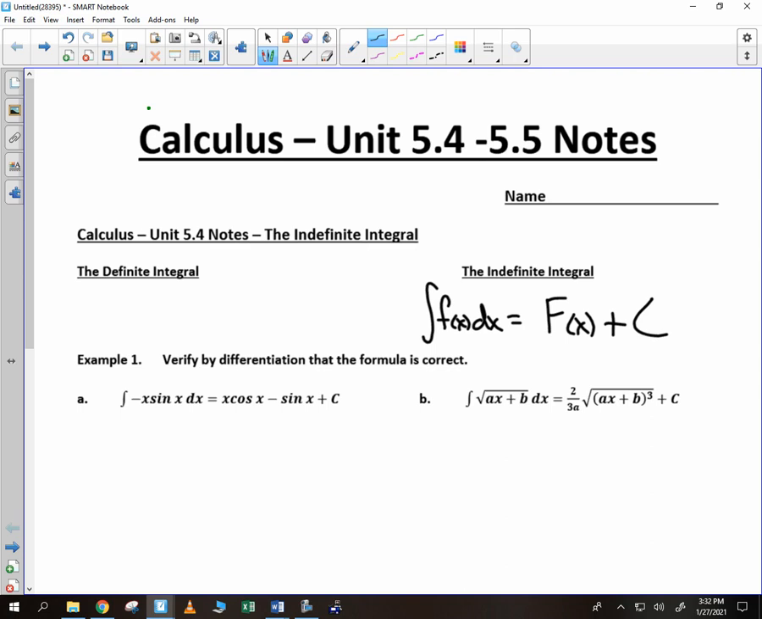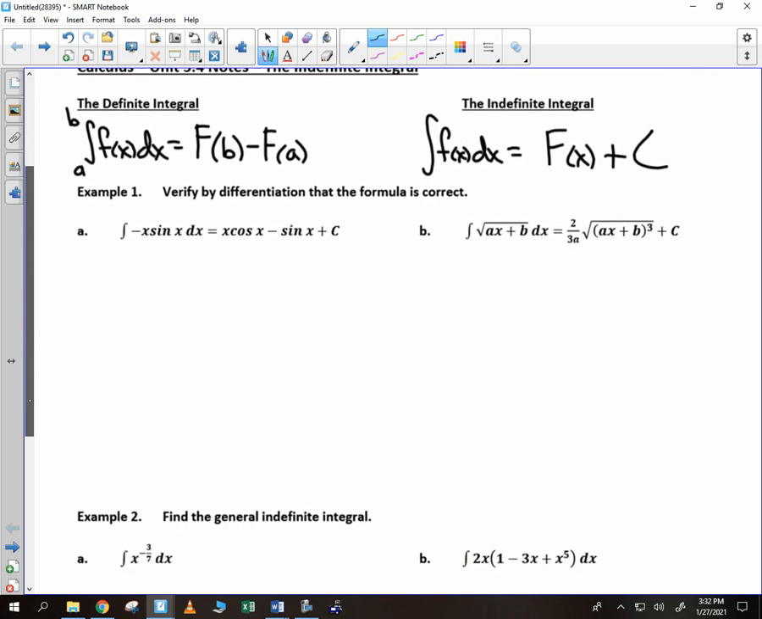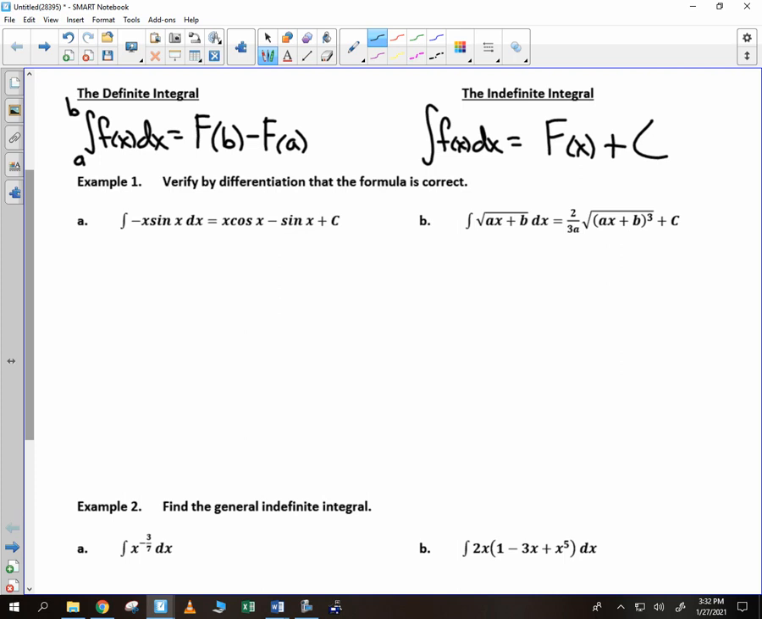The indefinite integral, the integral of f of x dx is equal to the antiderivative plus c, where c is any constant value. The definite integral, as we said, the integral a to b of f of x dx, is in fact big F of b minus big F of a. So we get a numerical result in that situation. That's the difference between definite and indefinite. In this unit, we're going to spend considerable amount of time on both, but our focus turns to the indefinite integral.